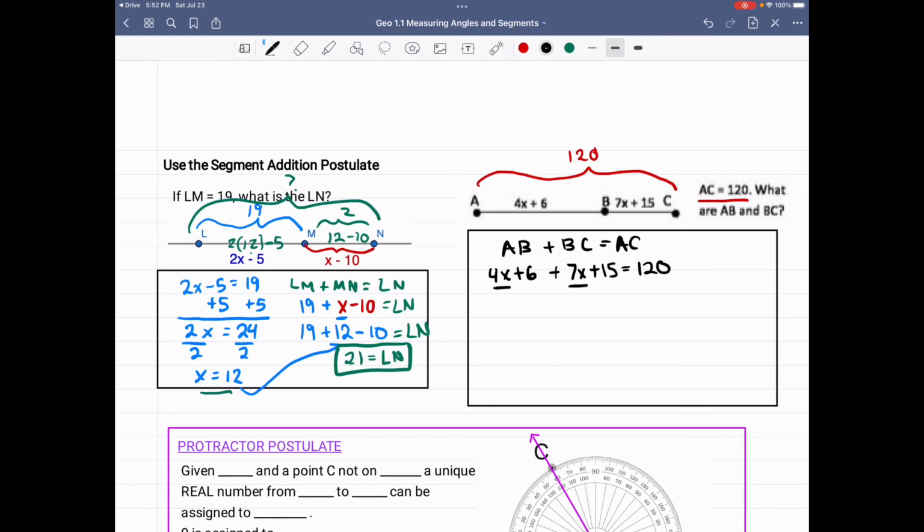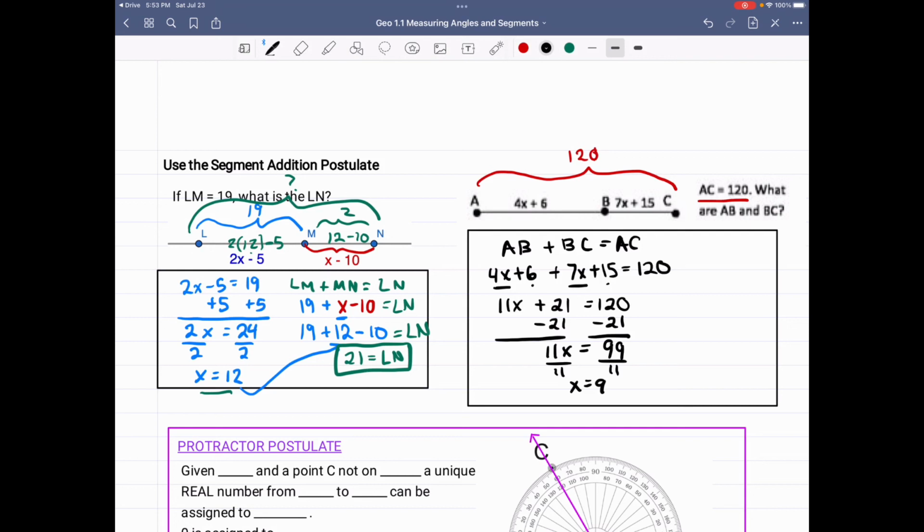All right, we're going to combine like terms. So the 4x and the 7x give us 11x. The 6 and the 15 give us 21. And we just bring down the equals 120. Next, we're going to subtract 21 from both sides. When we do that, we get 99. The 21's canceled, and we have 11x equals 99. If you divide by 11, you get x equals 9.